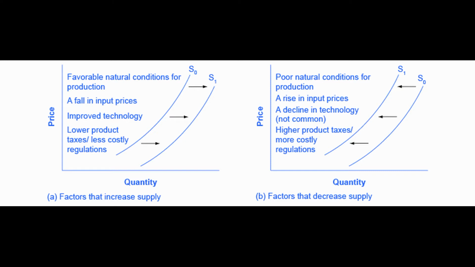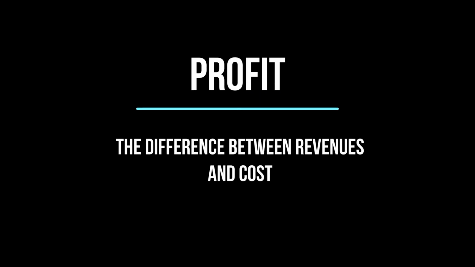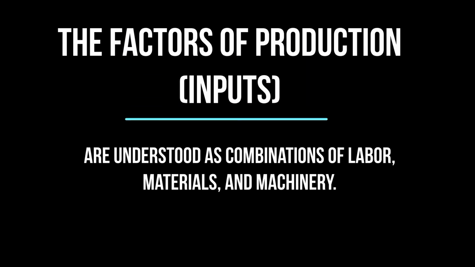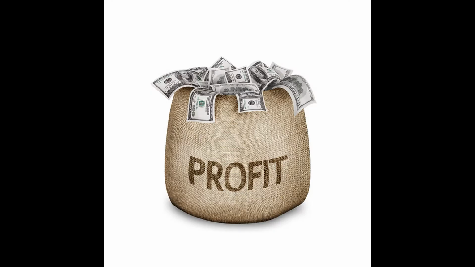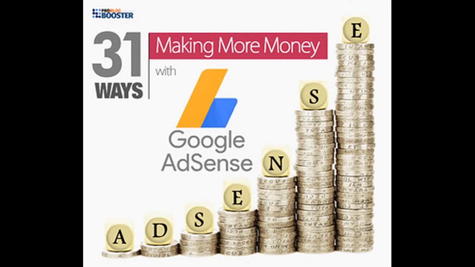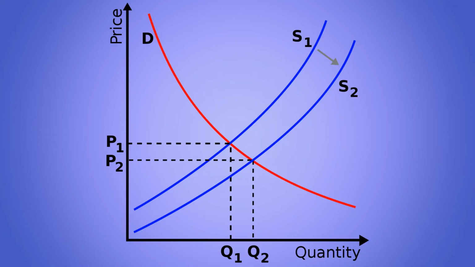One of the factors that impacts supply is profit, and that means the difference between revenues and costs. The factors of production inputs are understood as combinations of labor, materials, and machinery. If a firm is able to produce a product at a lower cost and the prices remain the same, the firm's profits will go up. A firm will tend to push harder to produce more when it's earning more profit. This can shift the supply curve to the right.